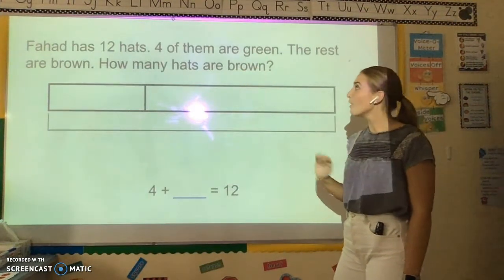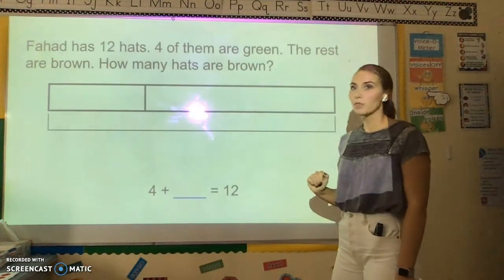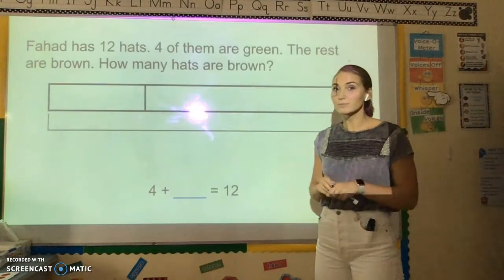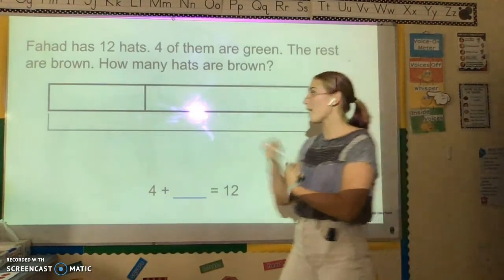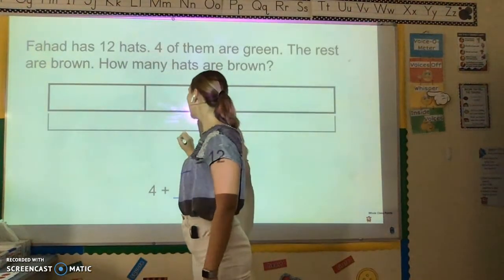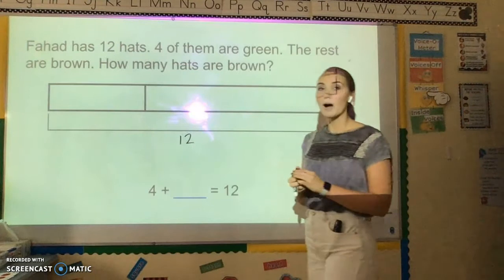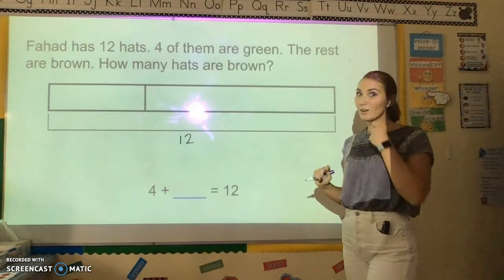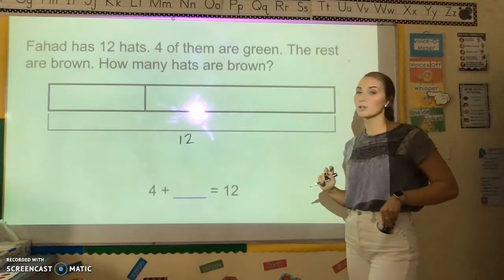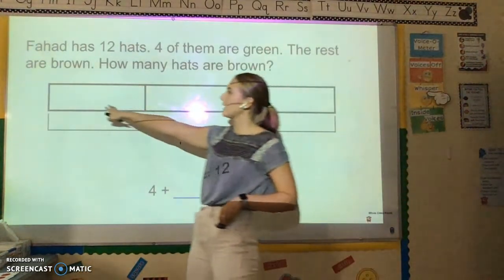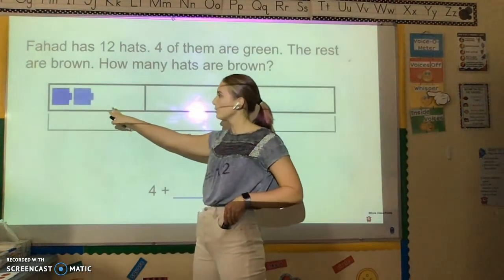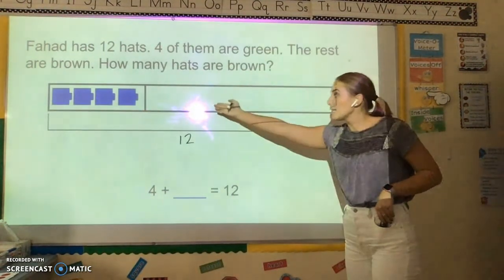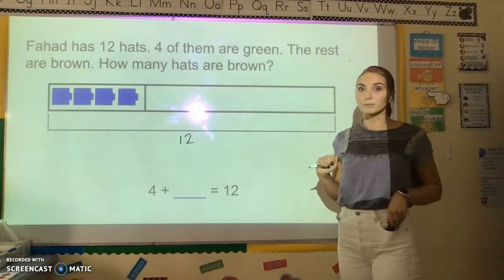Fahad has 12 hats. 4 of them are green. The rest are brown. How many hats are brown? So, boys and girls, we know that all together, Fahad will have 12 hats. So I'm going to use my cubes to help me model my missing part. I know that he has 4 green hats. So let's put that in our model. 1, 2, 3, 4 green hats.